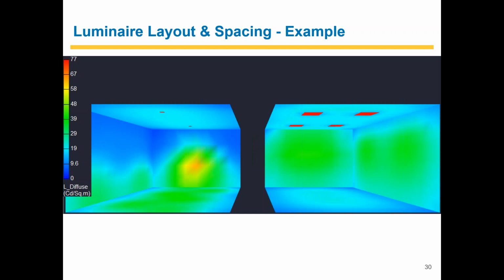Here's an example. This takes that model and puts it into a false color rendering, which shows you the uniformity of the colors against this scale. And then in this case, it's showing luminance instead of foot candles. But the same metric holds true.